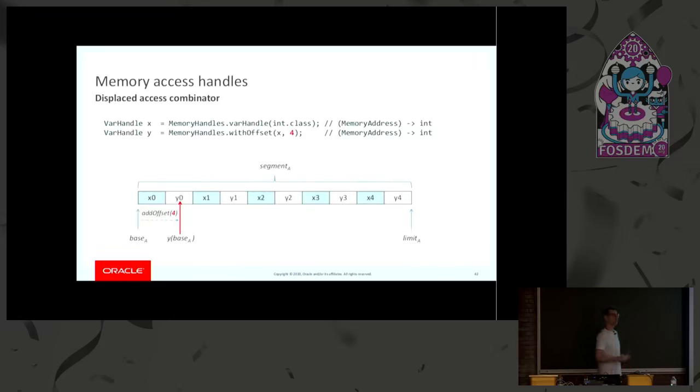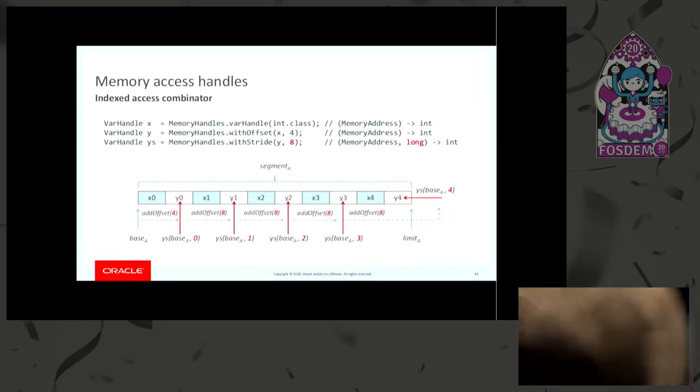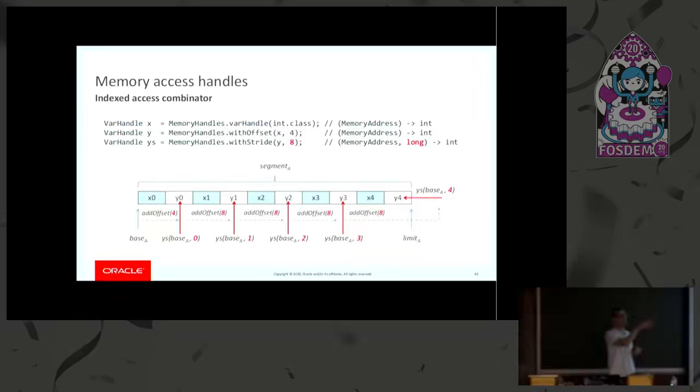But can I do something more fancy? Like, can I access all the y coordinates in this array? Actually, it turns out I can. I can construct a strided variable. So I can pass in the stride, which in this case is, of course, the size of the point. And so I get back a variable that takes an extra coordinate, not just a memory address, but also a long, where the long is a logical index, which basically says which point I want to get the y from. So if I do, for example, a get with an index of 0, I will get y0. If I specify 1 as an index, I will get y1, and so forth.